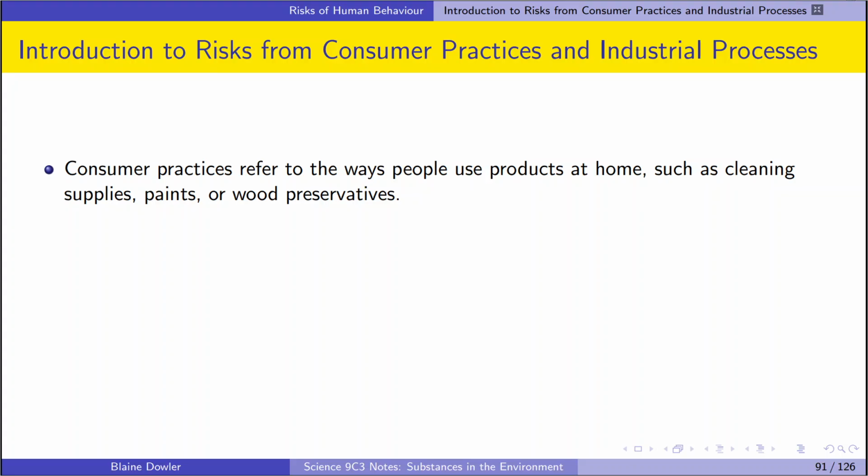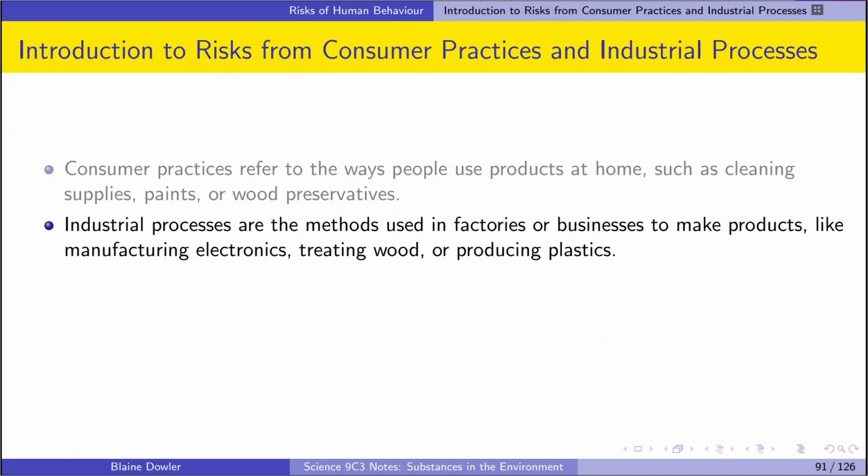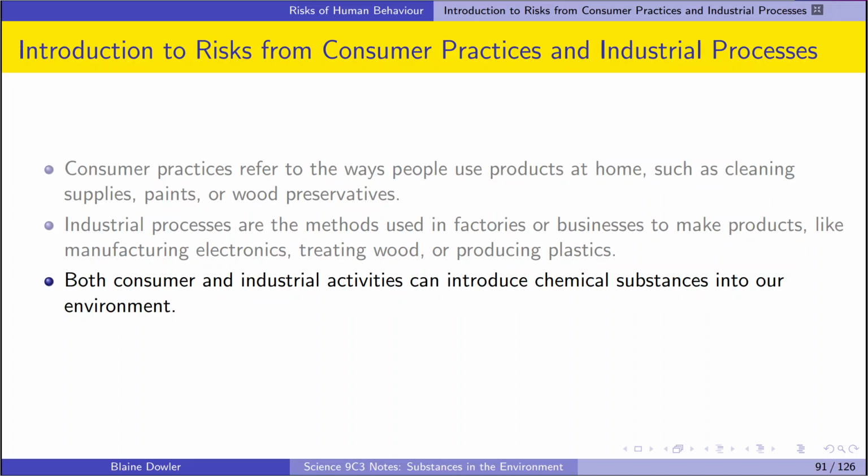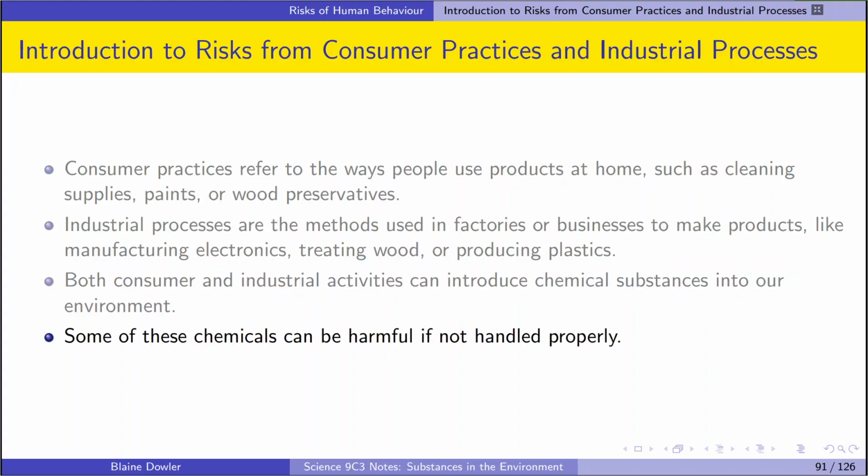Consumer practices refer to the way people use the products at home, such as cleaning supplies, paints, or wood preservatives. Industrial processes are the methods used in factories or businesses to make products, like manufacturing electronics, creating wood, or producing plastics. Both consumer and industrial activities can introduce chemical substances into our environment. Some of these chemicals can be harmful if not handled properly.